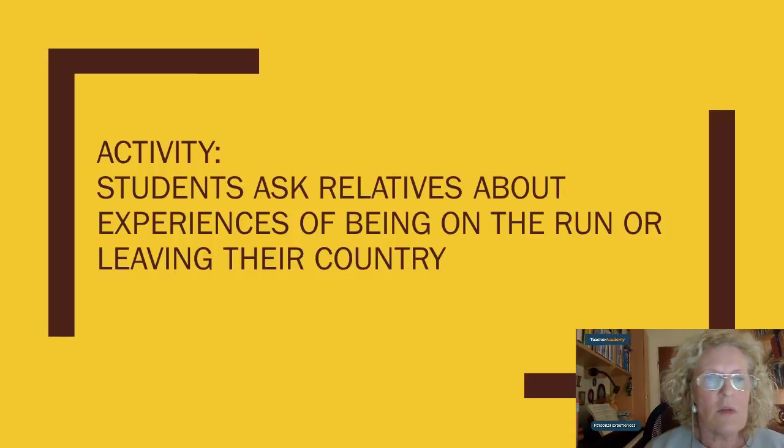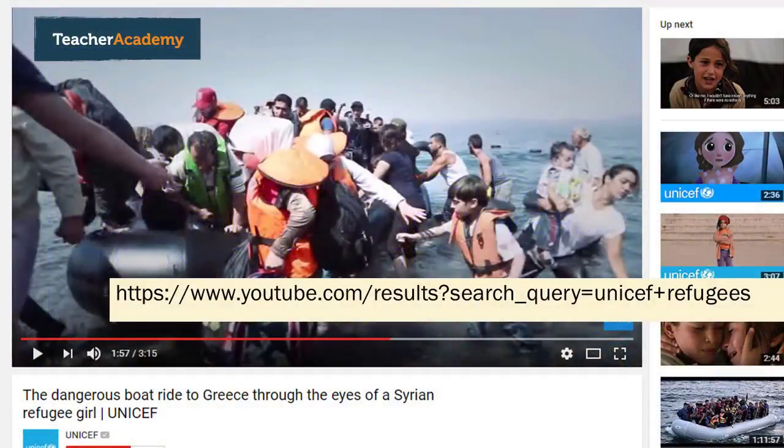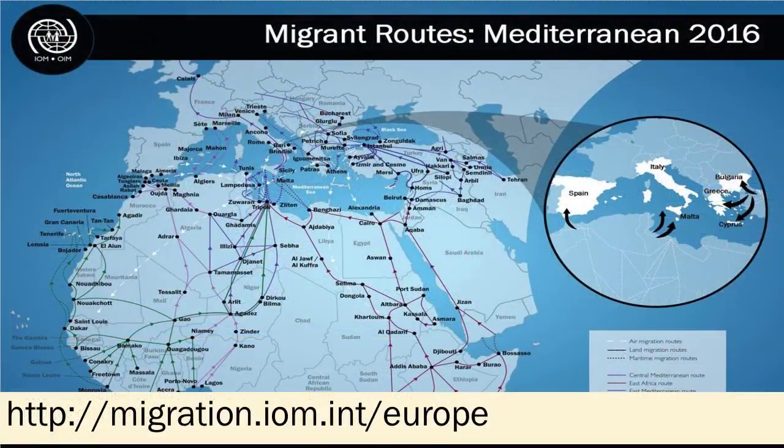You can also ask your students if they could ask their grandparents or relatives if they have ever been in a similar situation in former times, or know somebody who has, when they had to leave their country and were on the run, fleeing a situation like war. But you can also show your students videos. There's a big collection of UNICEF videos on YouTube, and they are really very moving stories of single persons who were fleeing. You find the link on the slide.